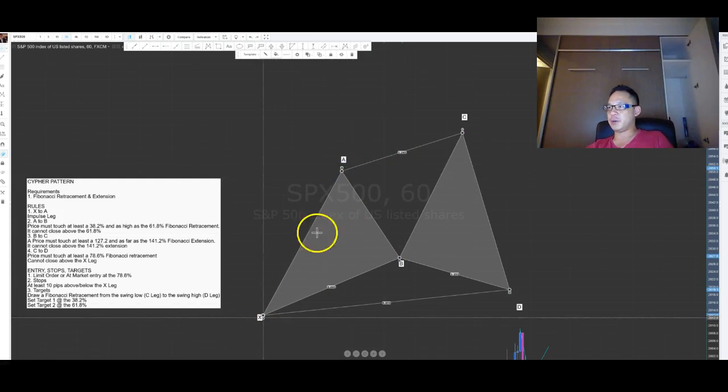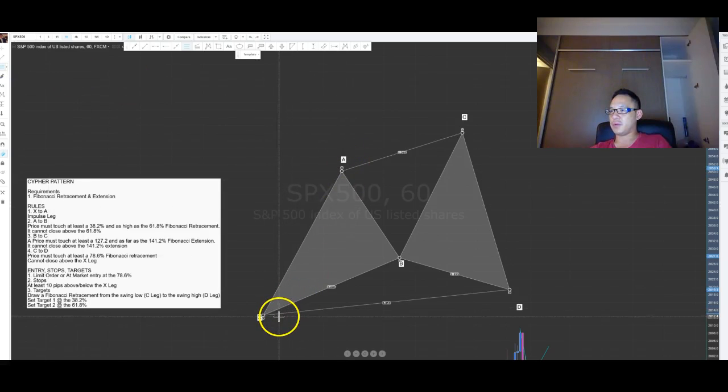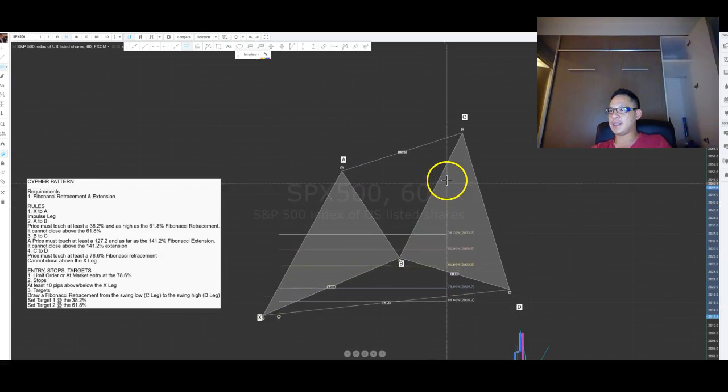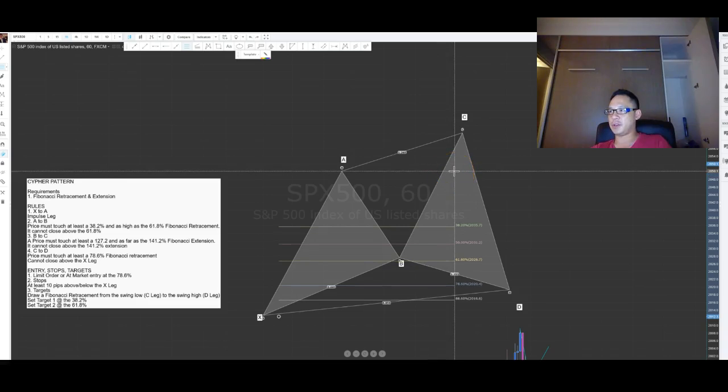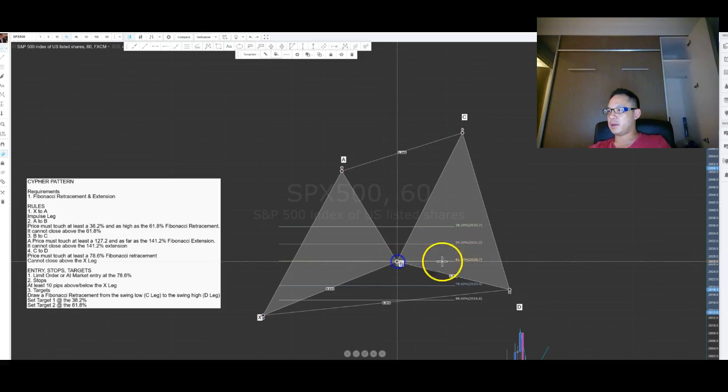So your X stage is the initial impulse leg, right? Now the A to B is where you use your Fibonacci retracement. According to the rules, it has to at least touch 38.2% and go as far as the 61.8%, which is here. But it cannot close, right? The candlestick, which I'll show you later, cannot close above or beyond the 61.8.